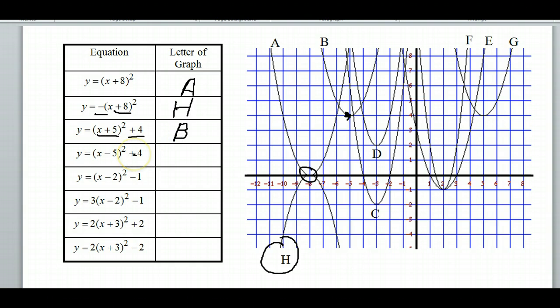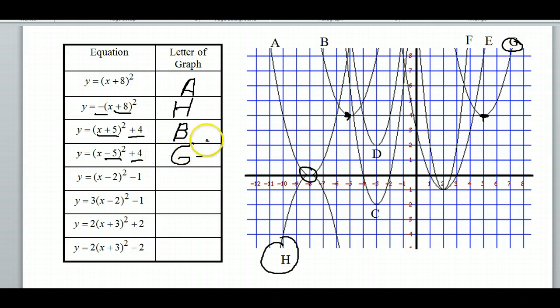Now let's look at (x minus 5) quantity squared. That will be a horizontal translation, right 5 units, and then up 4. We're looking for the vertex at +5, 4, which is here, and that is graph G. So let's move back over here and write in a G.